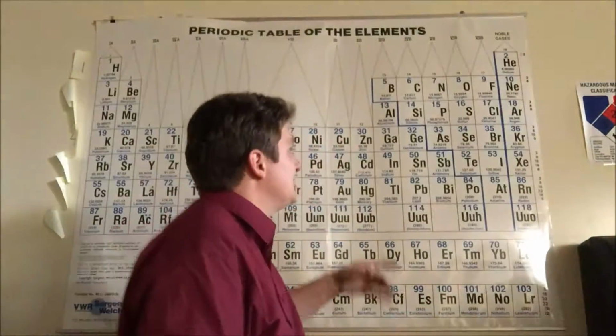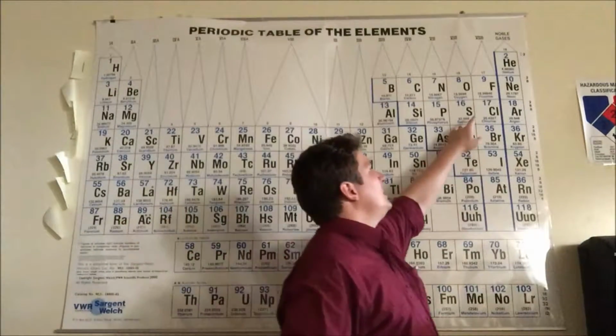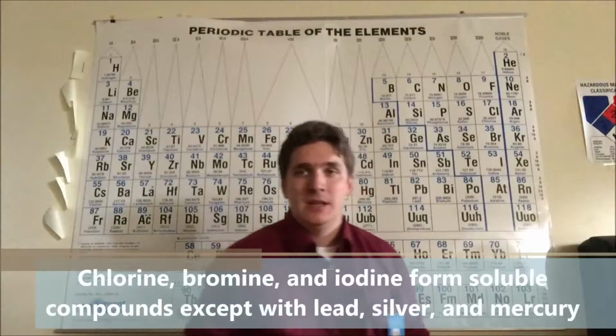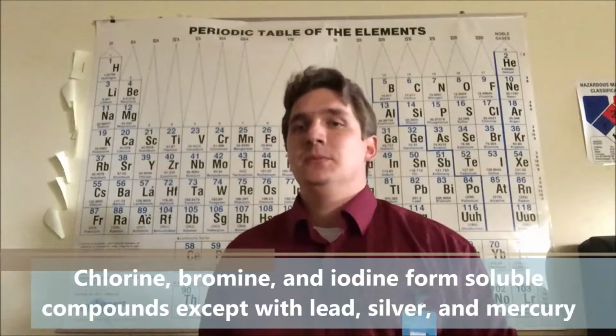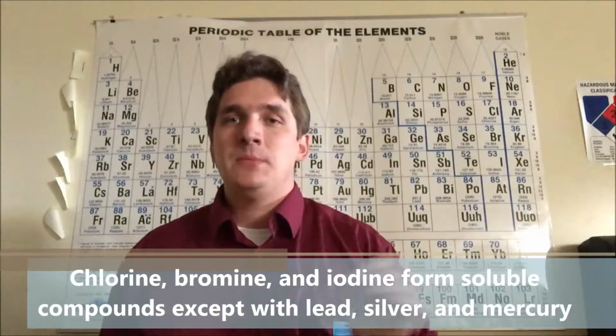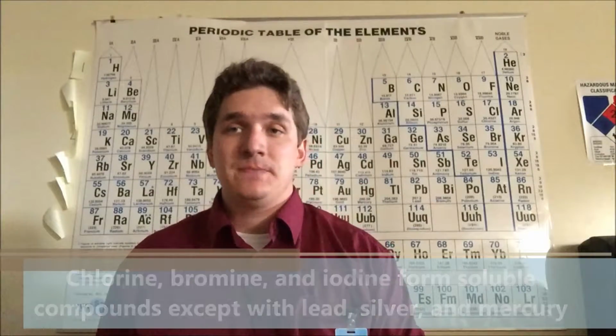So one is the halogens excluding fluorine and astatine. So chlorine, bromine, and iodine. These are generally soluble. So if you have something bound to chlorine, bromine, or iodine, generally it's going to go to solution. There are three exceptions to this though: silver, mercury, and lead.